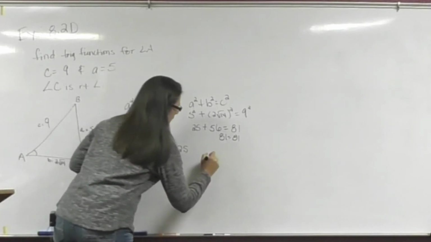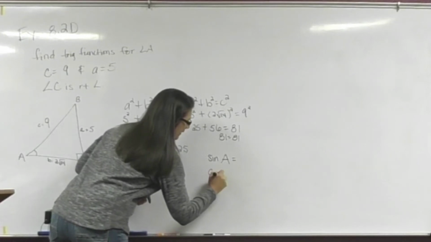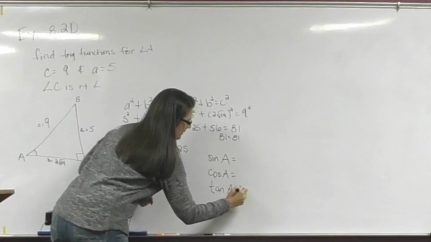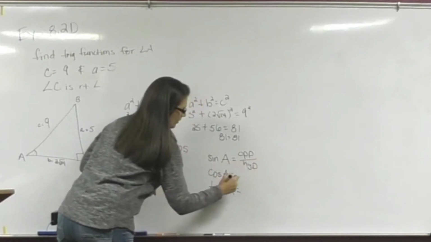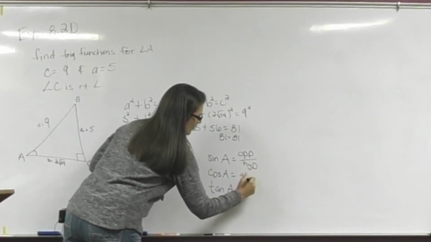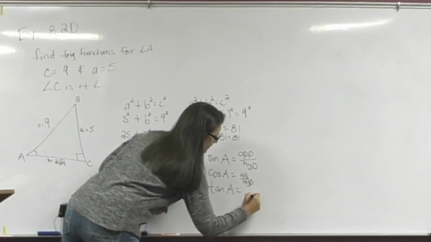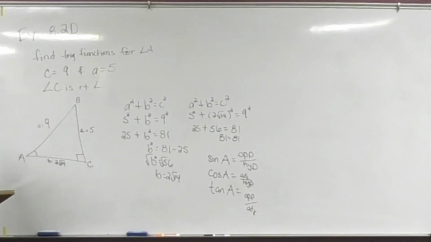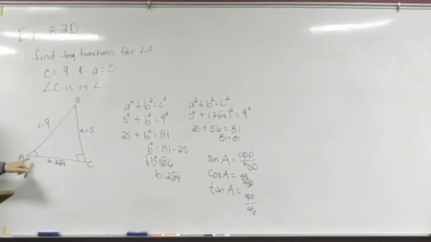So we're going to do the sine of A, the cosine of A, and the tangent of A. Sine is opposite over hypotenuse. Cosine is adjacent over hypotenuse. And tangent is opposite over adjacent. Hopefully, if you don't have them memorized, you're getting close. So here's our angle that we're doing, because our instructions told us to find the trig functions for angle A.